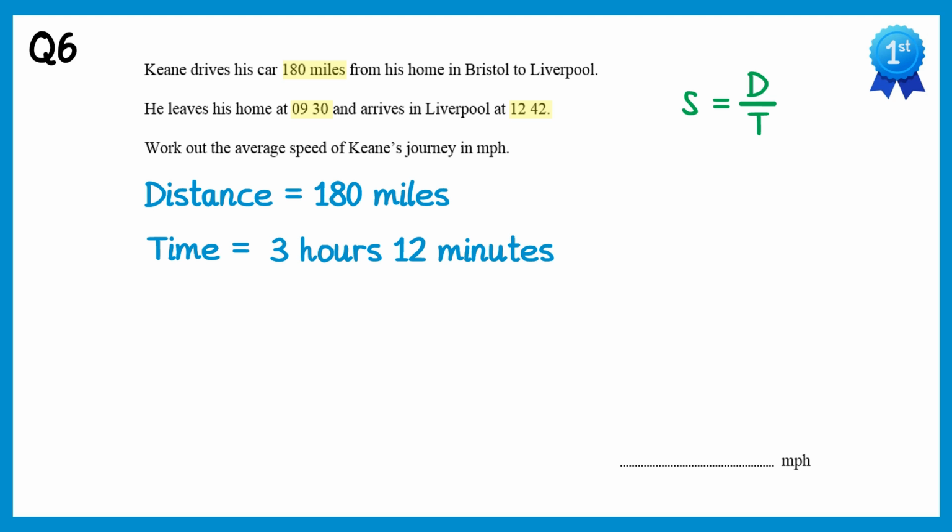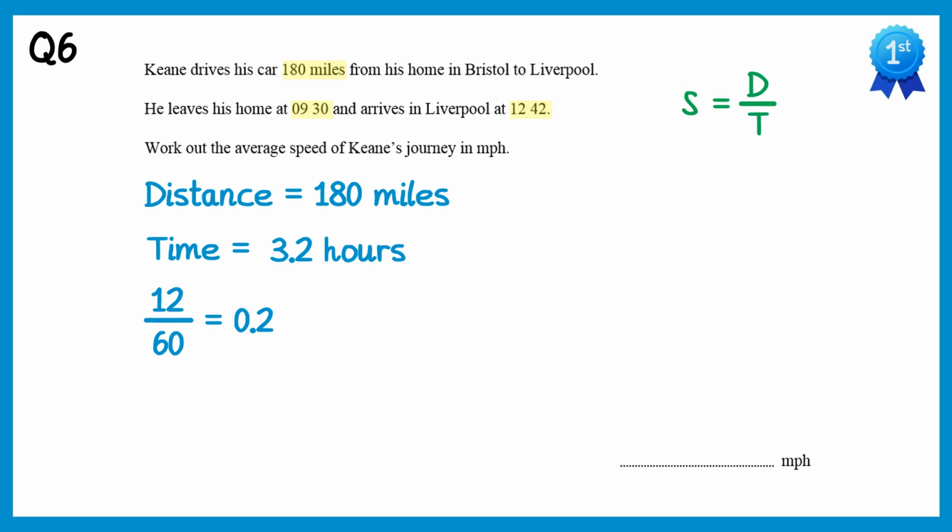But we can't use 3 hours and 12 minutes in our calculation. The answer needs to be in miles per hour, so we need to write this time in hours. There are 60 minutes in 1 hour, so 12 minutes represents 12 out of 60 minutes. If you type this into your calculator, you'll get 0.2. So 12 minutes represent 0.2 of 1 hour, so we can rewrite this as 3.2 hours.